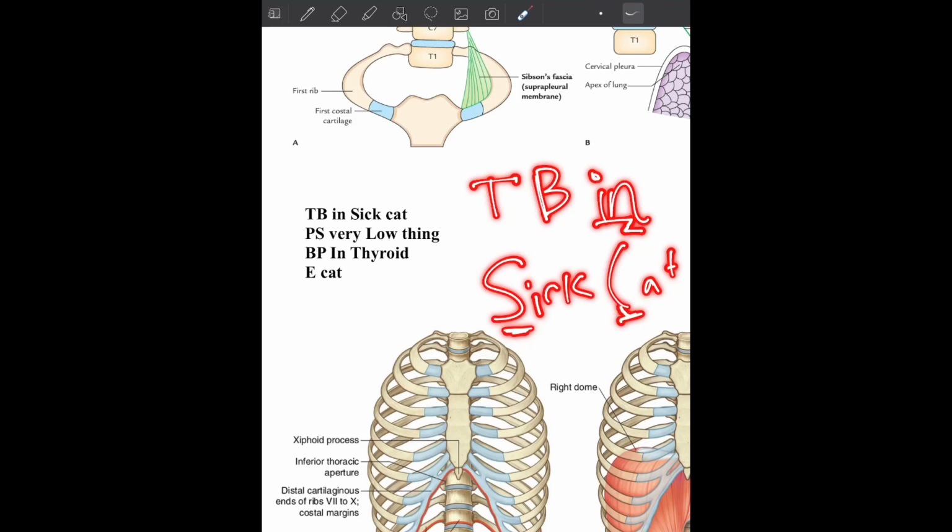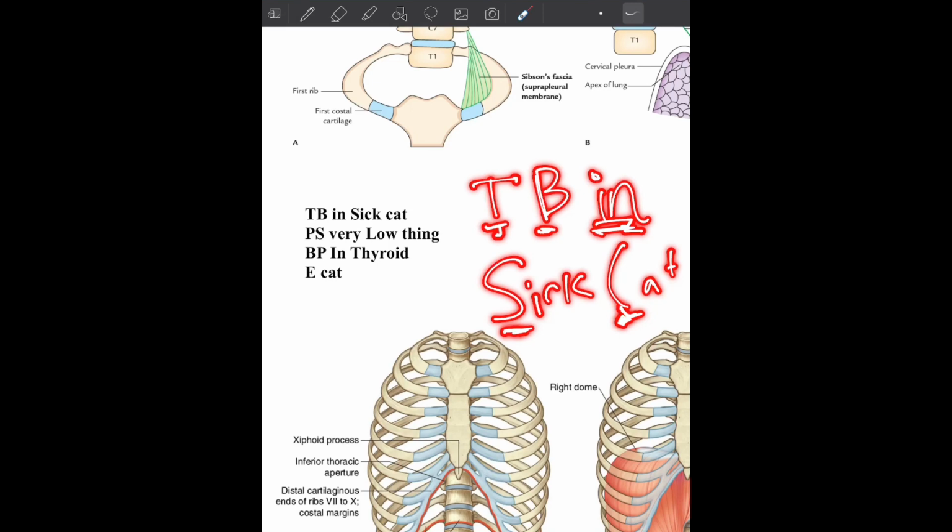I repeat, T stands for right and left internal thoracic arteries. B stands for brachiocephalic artery, and IN stands for right and left superior intercostal arteries, and S stands for left subclavian artery, and C stands for left common carotid artery.